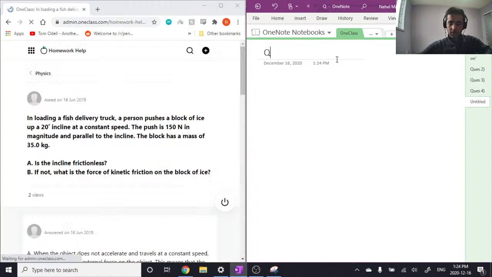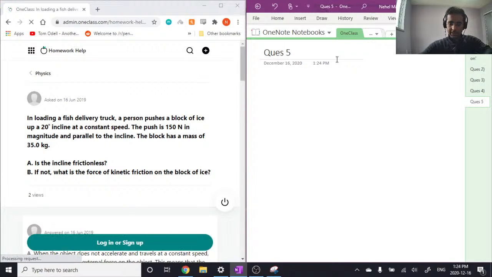Okay, let's go on to our next question. In loading a fish delivery truck, a person pushes a block of ice up a 20-degree incline at constant speed. The push is 150 newtons in magnitude and parallel to the incline. The block has a mass of 35 kgs. Is the incline frictionless? If not, what is the force of kinetic friction on the block of ice? Okay, we have another incline question here.